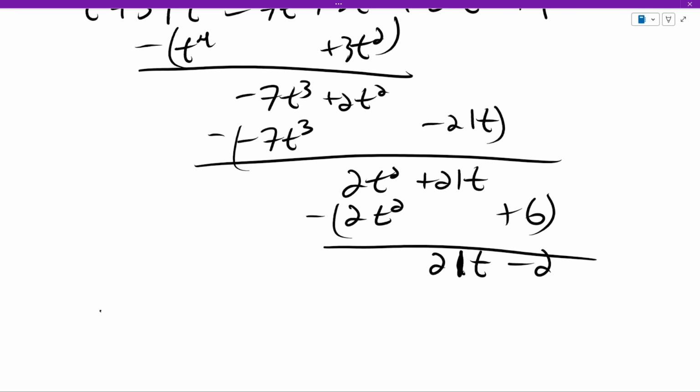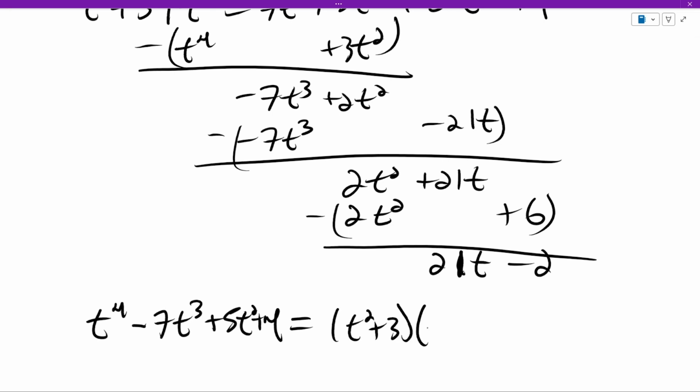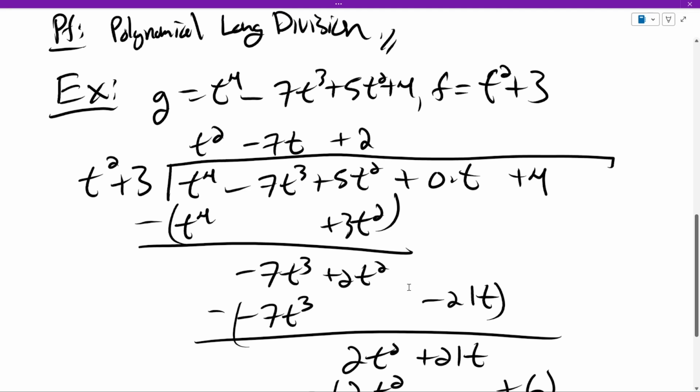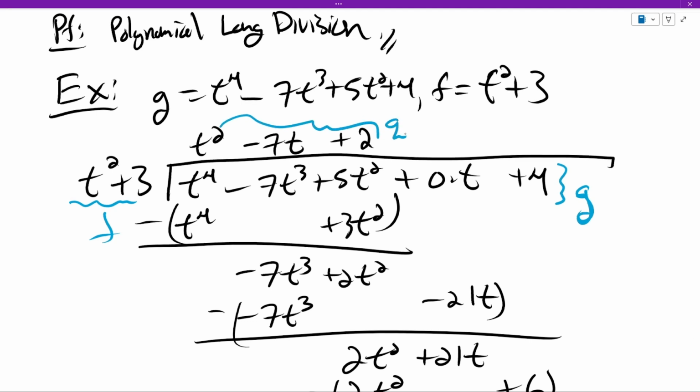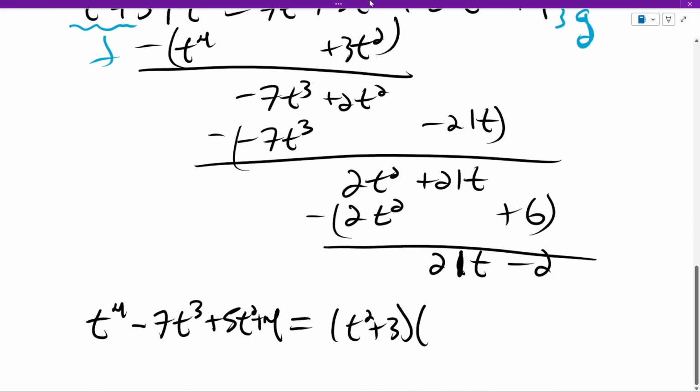So what did we learn here? Our original polynomial, g, was t to the fourth minus 7t cubed plus 5t squared plus 4. And we found that that's f, which is t squared plus 3. Our quotient q is up here. So this is f. This guy is g. This one is q. So that's t squared minus 7t plus 2.